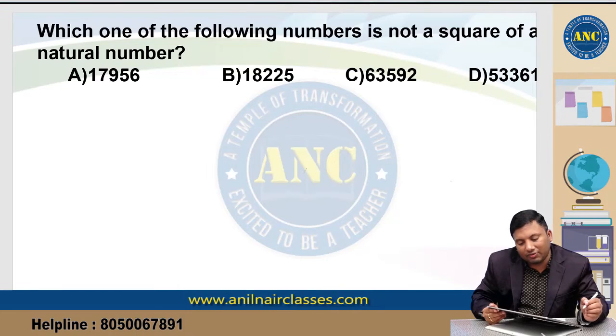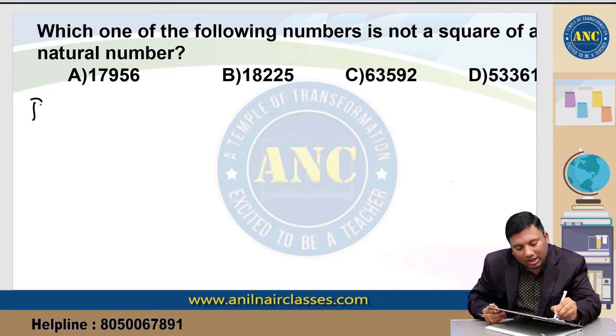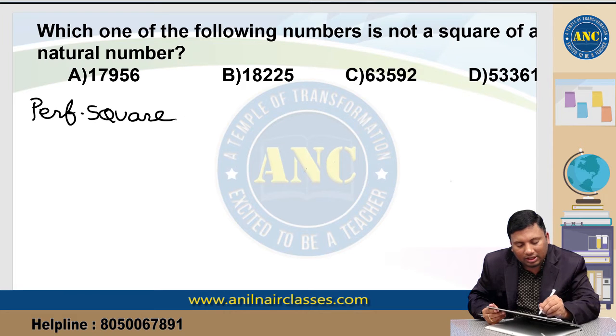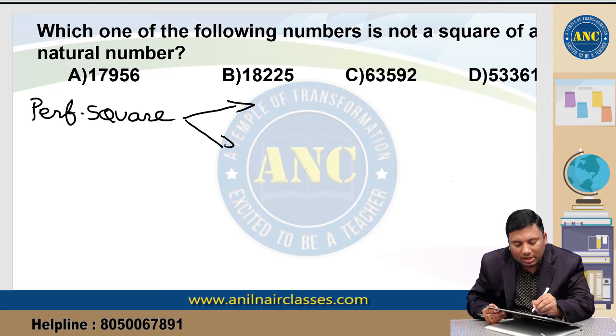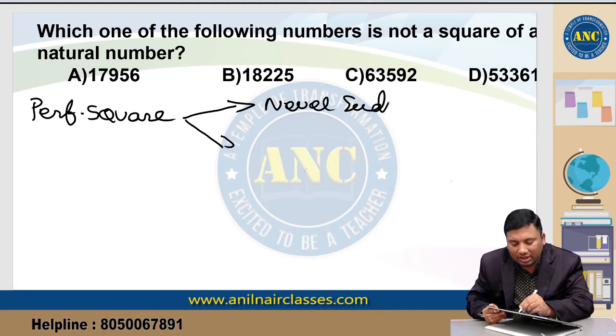Next one: which one of the following numbers is not a square of a natural number? Now let us see what the logics are. A perfect square, what are the two important concepts? A perfect square never ends with 2, 3, 7 or 8.